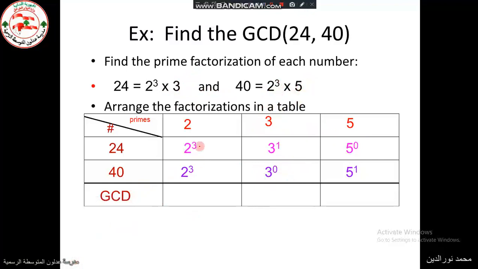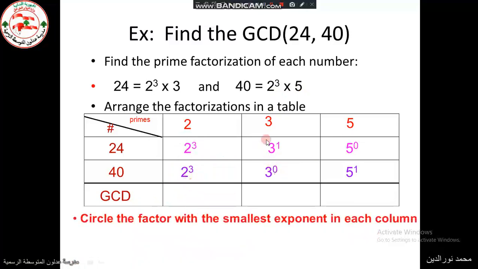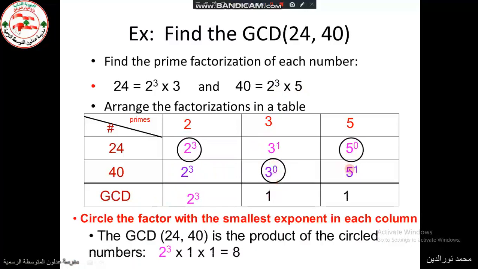In this case, as we said, we want to take the common factors with the smallest power. Here we have 2 power 3 and 2 power 3, so I take 2 power 3. Here I have 3 power 1 and 3 power 0, so I take 3 power 0, which is 1. Here I have 5 power 0 and 5 power 1, so we took 5 power 0, which is 1. So the GCD is 2 cubed times 1 times 1. 2 cubed is 8, and we write GCD of 24 and 40 is 8.